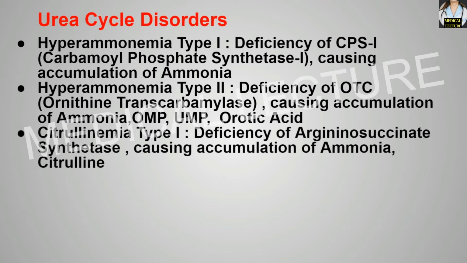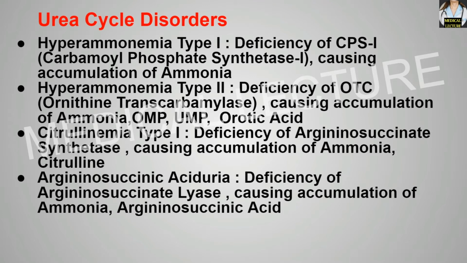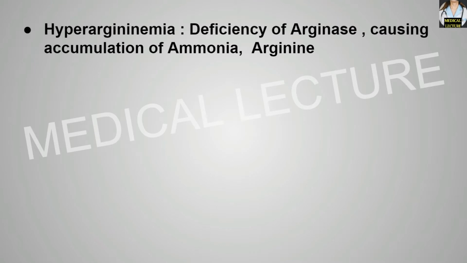Citrullinemia type 1 disease, over here there is deficiency of the argininosuccinate synthetase enzyme causing accumulation of the ammonia and the citrulline. Now next is the argininosuccinic aciduria. There is deficiency of the argininosuccinate lyase enzyme causing accumulation of the ammonia and the argininosuccinic acid. Hyperargininemia, there is deficiency of the arginase enzyme causing accumulation of the ammonia and the arginine.